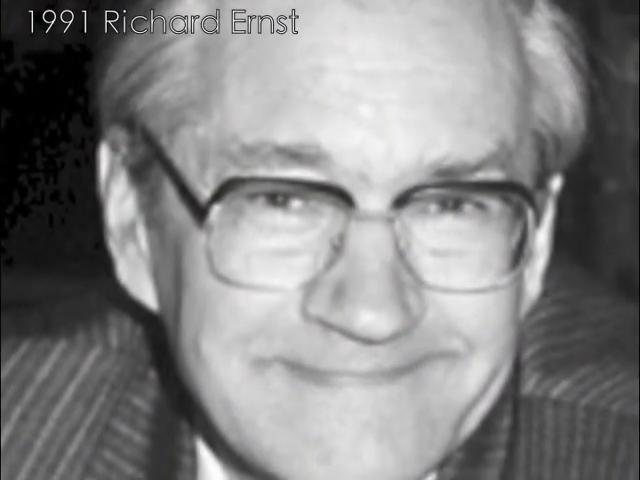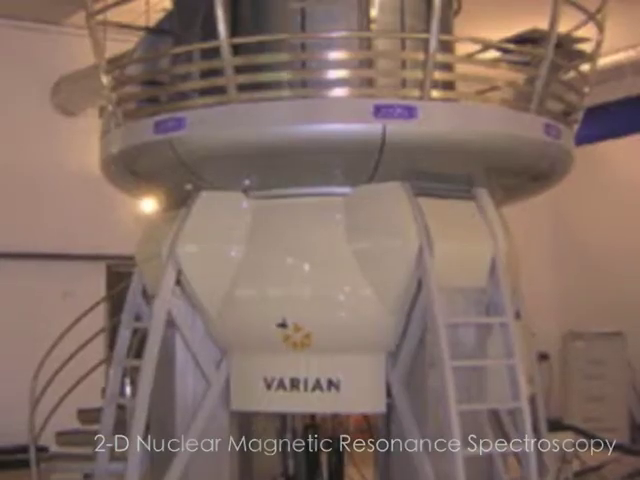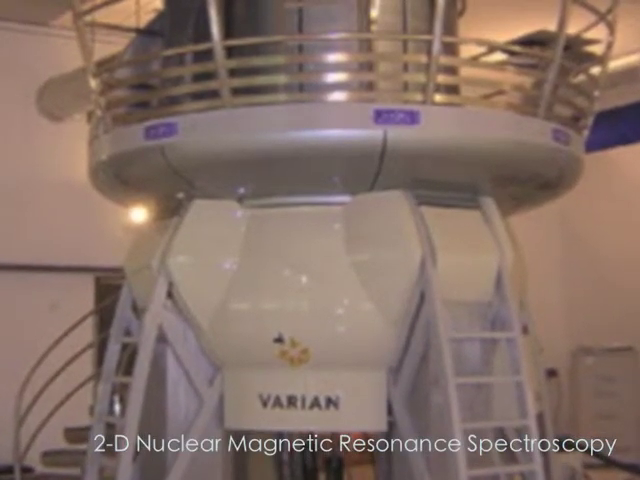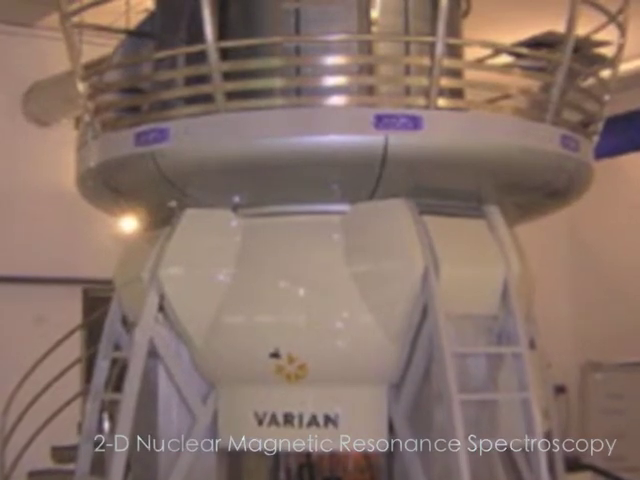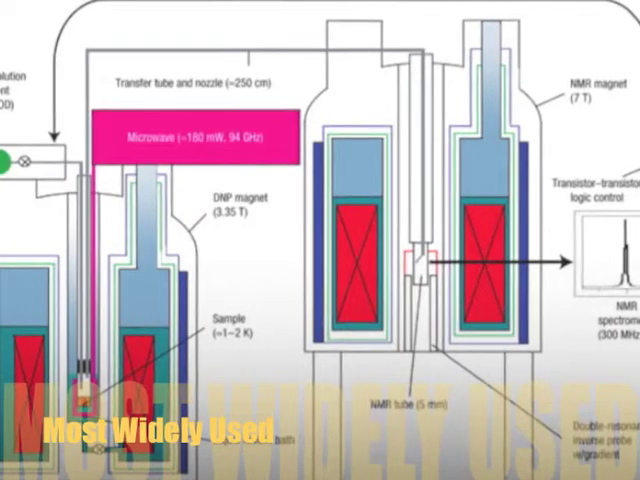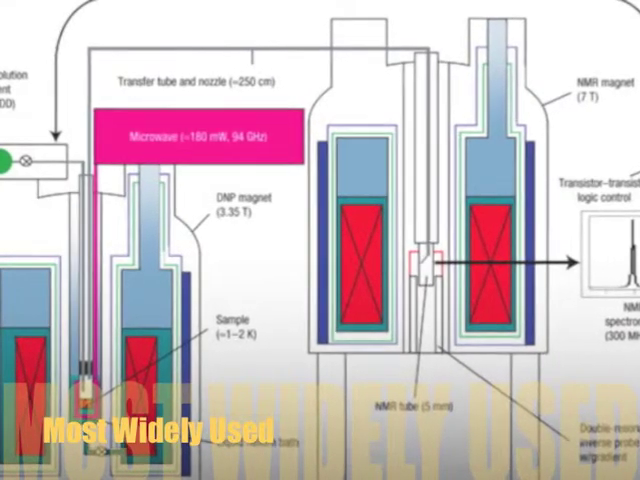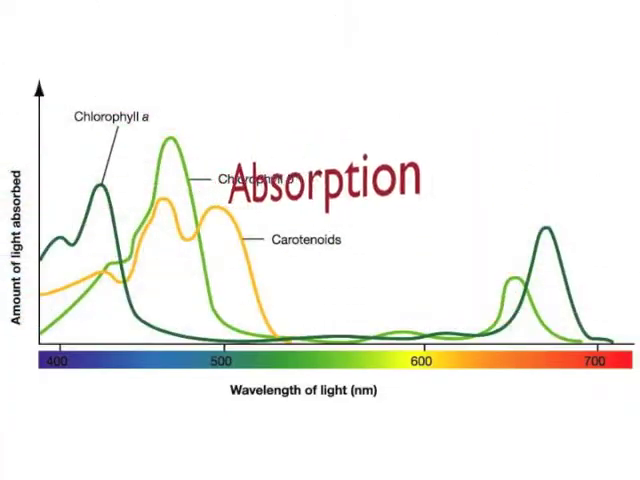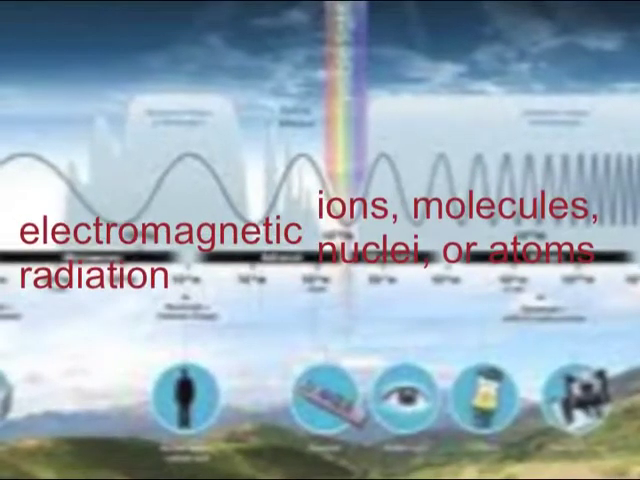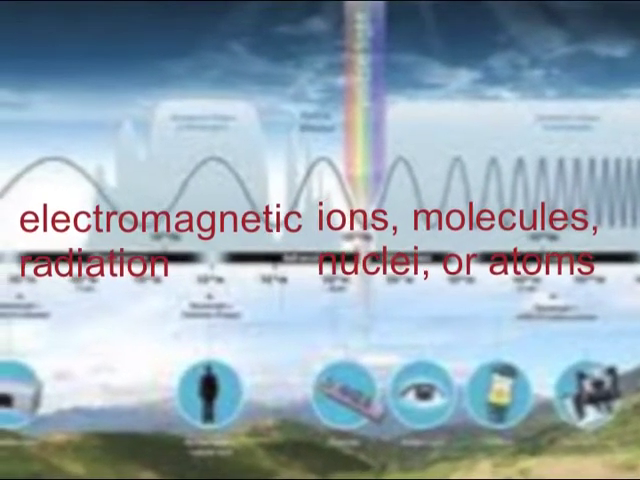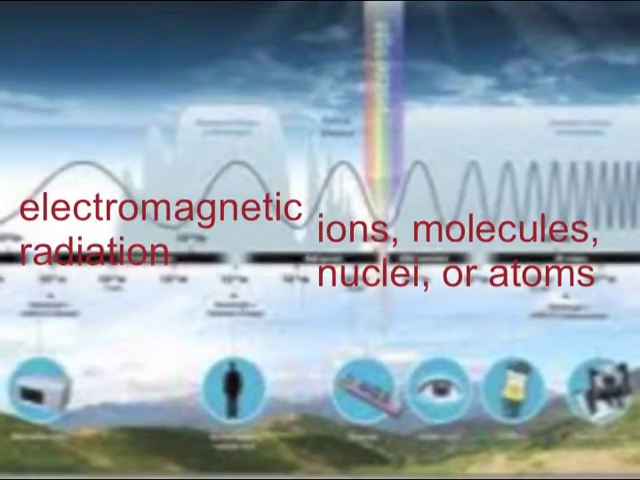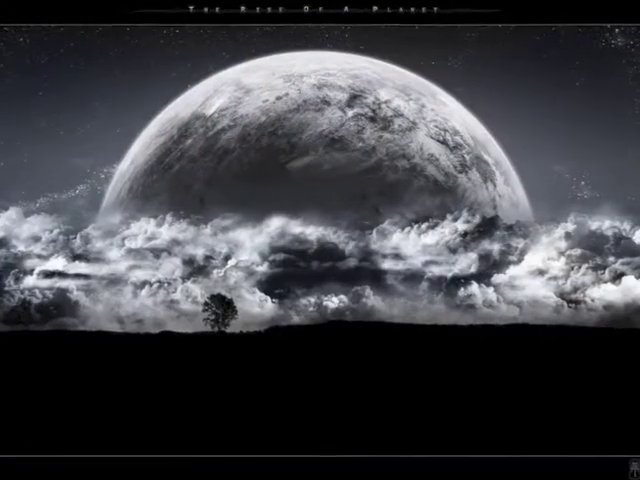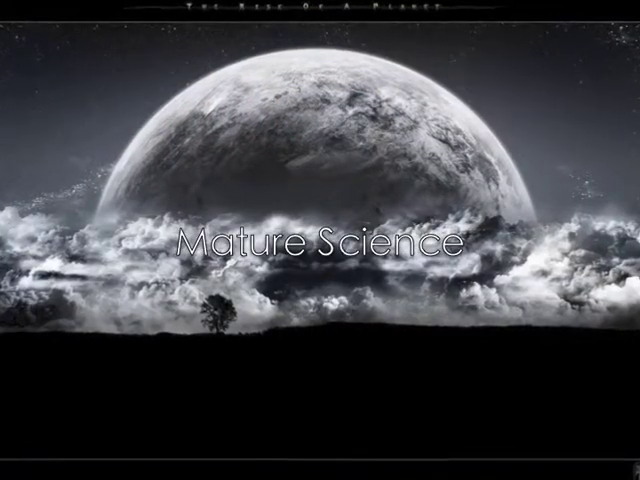In 1991, Richard Ernst developed 2D nuclear magnetic resonance spectroscopy. In the modern period, most chemical experiments rely on this technique because it is the most widely used. It can work for absorption or emission of electromagnetic radiation by ions, molecules, nuclei, or atoms. Now quantum chemistry is a mature science.